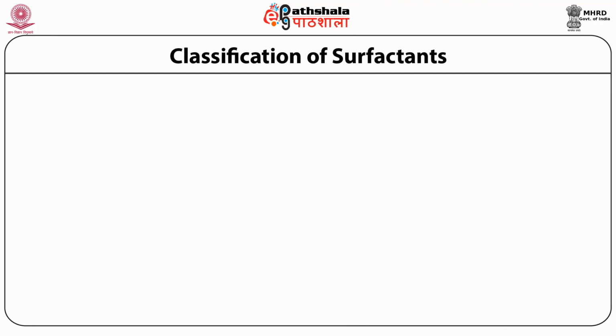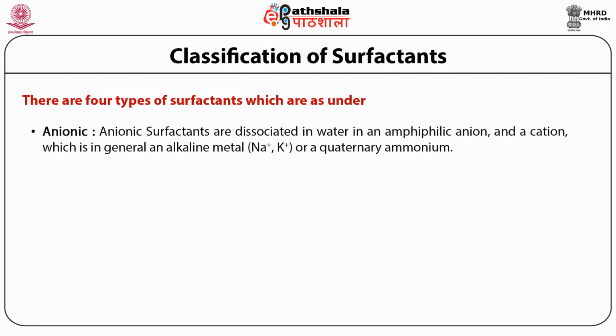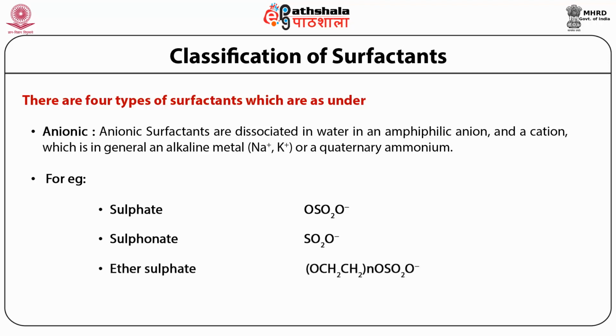Classification of surfactants. There are four types of surfactants. Number 1, anionic. Anionic surfactants dissociate in water to give an amphiphilic anion and a cation, which is in general an alkaline metal or can be a quaternary ammonium compound. They are the most commonly used surfactants. Examples include sulfate, sulfonate, and ether sulfate.